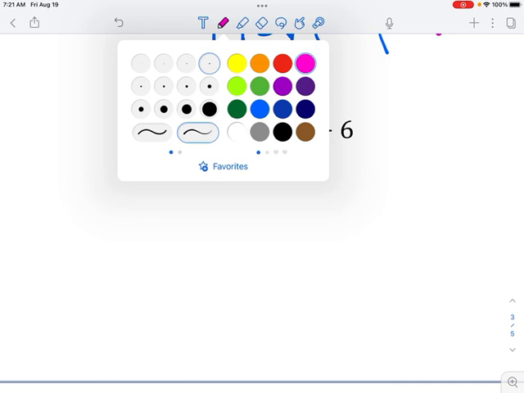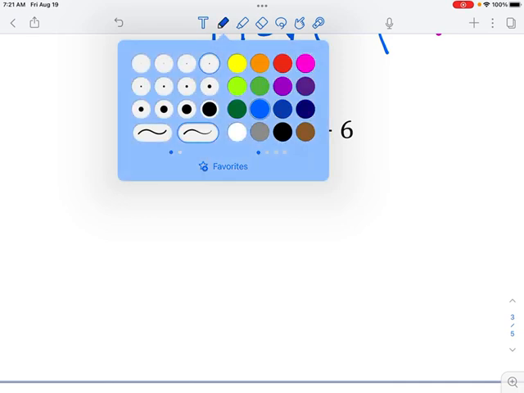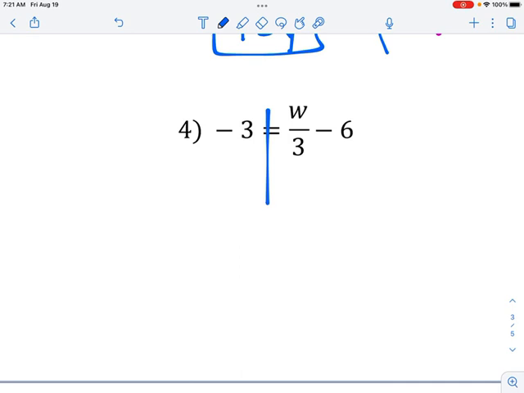So when we look at number 4 here, we start off similar ways. So think to yourself, what is the least connected to that variable? So if we plugged a number in for w, the first thing we would do is divide it by 3, then we would subtract 6. So to undo that, what we're going to do is we're going to add our 6 first. So when we add our 6, we end up with negative 3 plus 6.